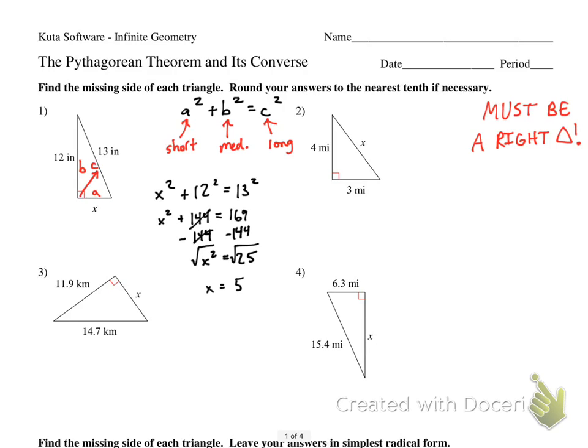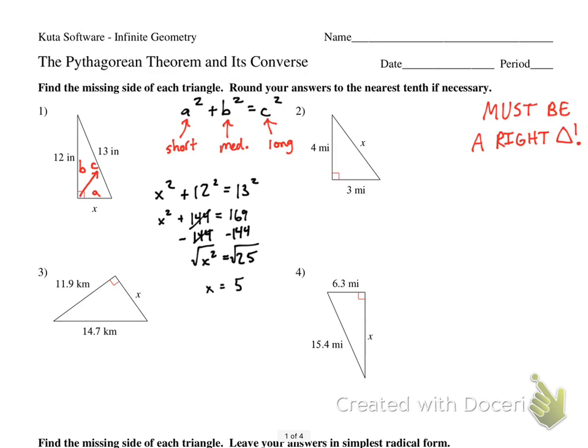When we get the square root of a number, you technically have a positive and a negative root, because negative 5 squared is also positive 25. But for our purposes, we're always dealing with distances when it comes to the Pythagorean theorem. You never have a negative distance, so we can always ignore the negative.